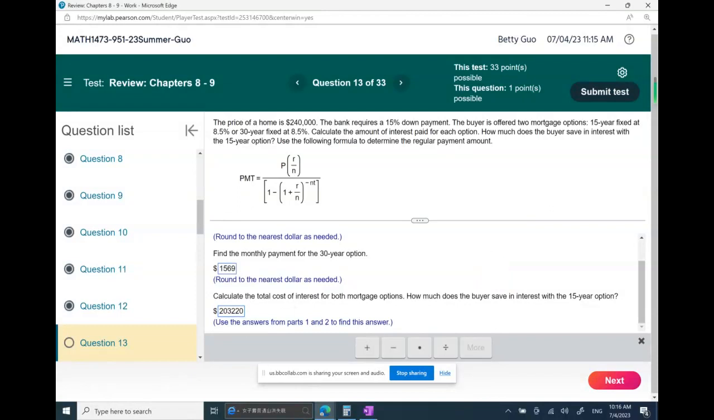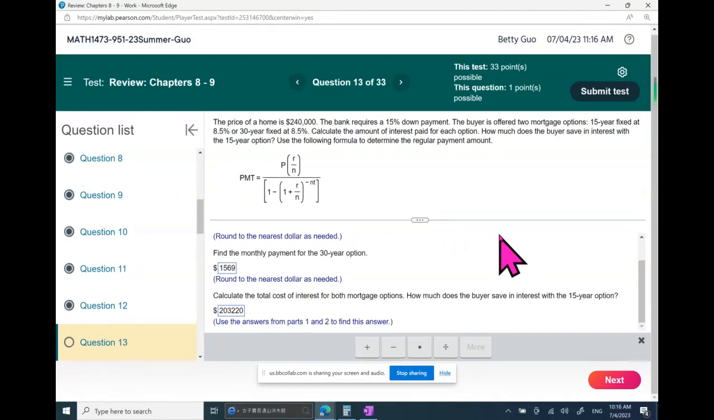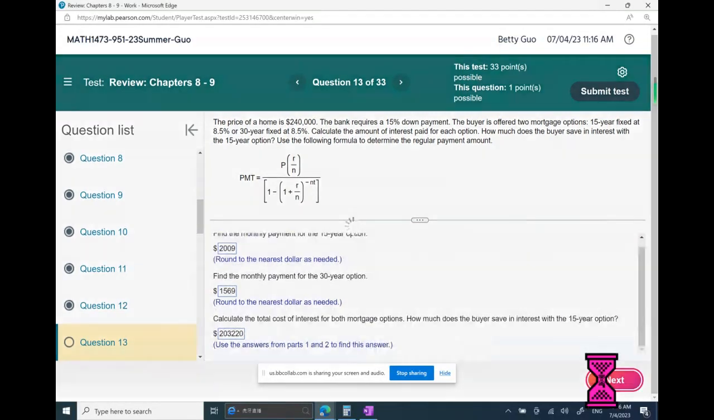But normally in reality, if the longevity of the loan is longer, the interest rate normally will go down. But in our question, the interest rate remains the same. In reality, we'll have different rates. So that's the question. I hope I didn't do anything wrong here. 220. Okay, next.